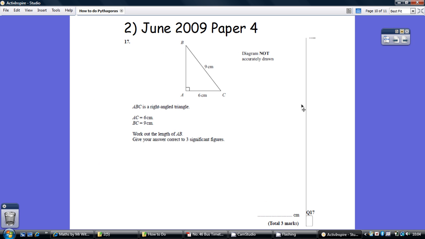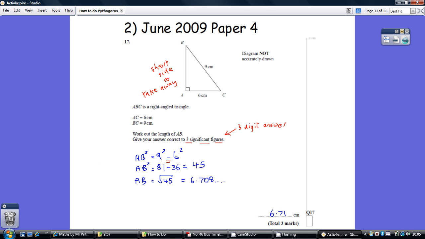Here's the second GCSE question for you to have a go at. Pause now. Here's the solution. Key point here, guys, was that you had to work out the shorter side. So it was 9 squared, take away 6 squared.